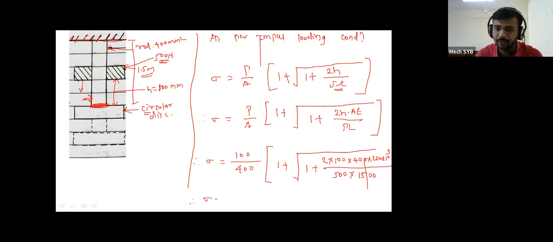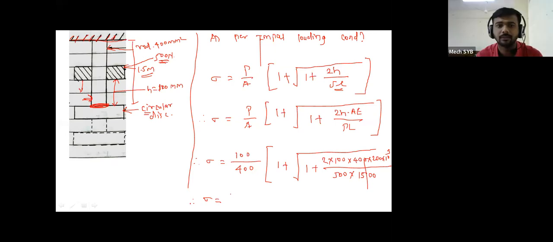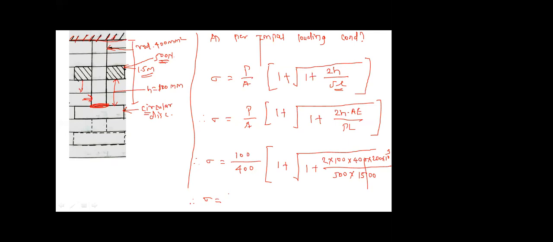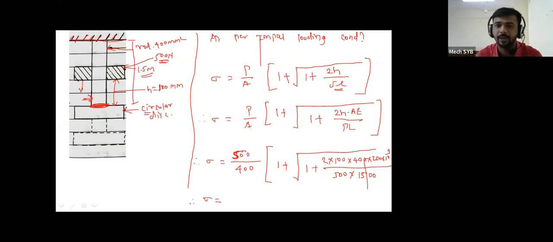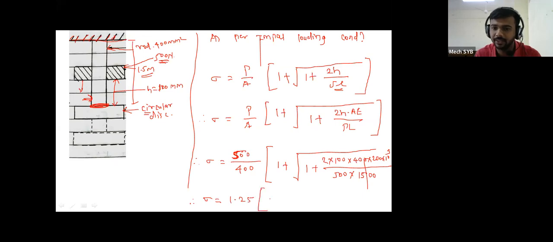Then sigma is equal to, what is the value of P upon A? Yes, P upon A value is 500 divided by 400. Do this calculation separately. 1.25. Okay, then square bracket as it is, this 1 plus as it is, again square root. Square root मध्ये हे 1 as it is.